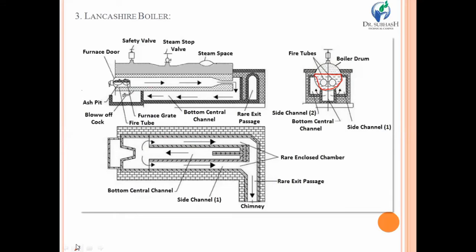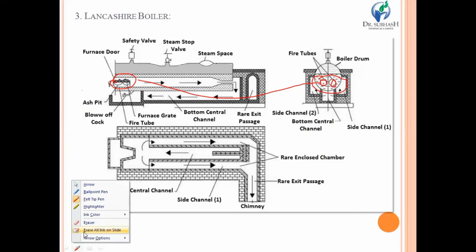And one more thing about that particular drum is that there are exactly two tubes. They are located at the bottom portion, and each of these horizontal pipes contains the furnace and grate at the end. So this portion looks like this in the front view.